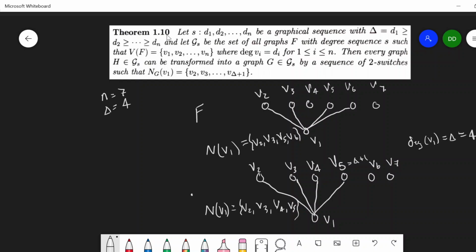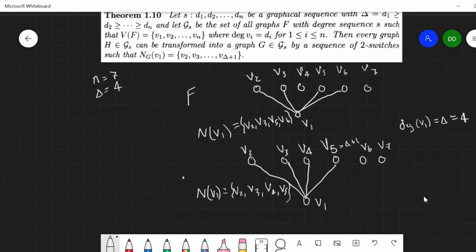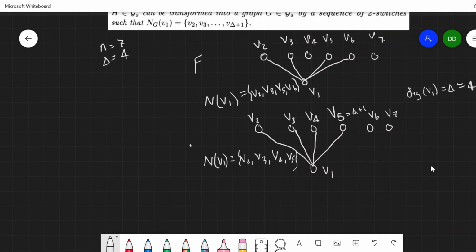Theorem 1.10 is really just having us manage the notation of the situation, and it's saying that it's okay to assume that if this is a graphical sequence, then we can find a labeling of a graph with that sequence such that the vertex V1 is adjacent to the first delta other vertices like this. And this is just going to make it easy for two more theorems that come after this that'll tell us more about graphical sequences, in particular when they exist. And so this is really the idea here.